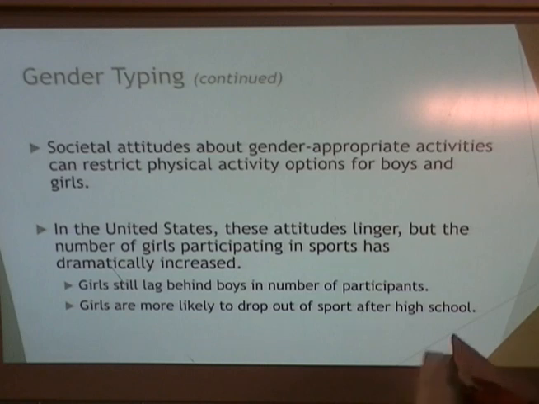So why do we care about this? Why does it matter whether boys play American football and girls do gymnastics? All right? The thing is that we are restricting the opportunity to learn other movement patterns when we do this, right? Especially if we do it at a young age.